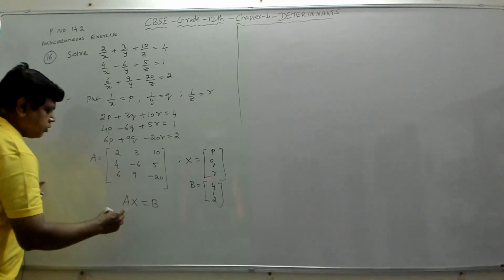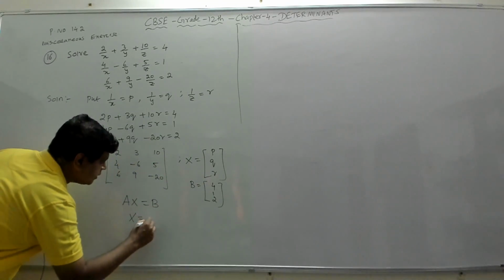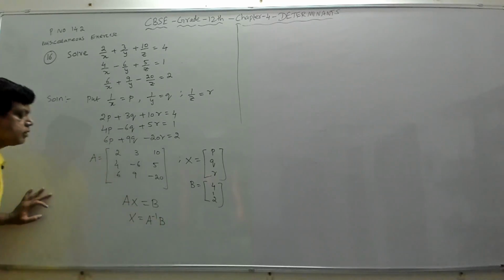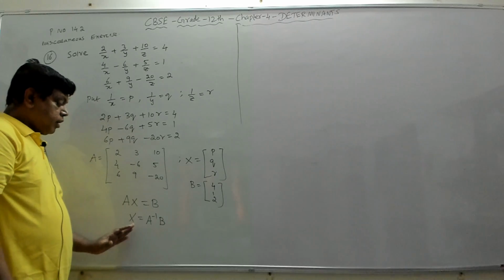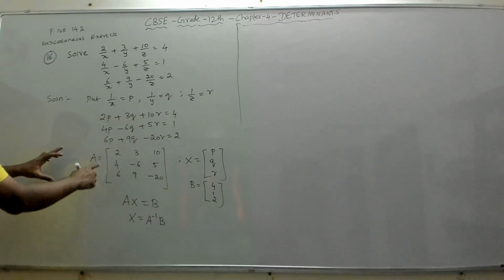Now we have to solve this and find the value of p, q, r first. So if AX equal to B, then X becomes A inverse B, if A inverse exists. So we'll have to check whether A inverse exists or not. For that, we have to first find the value of the determinant of A. Now what is the determinant of A?